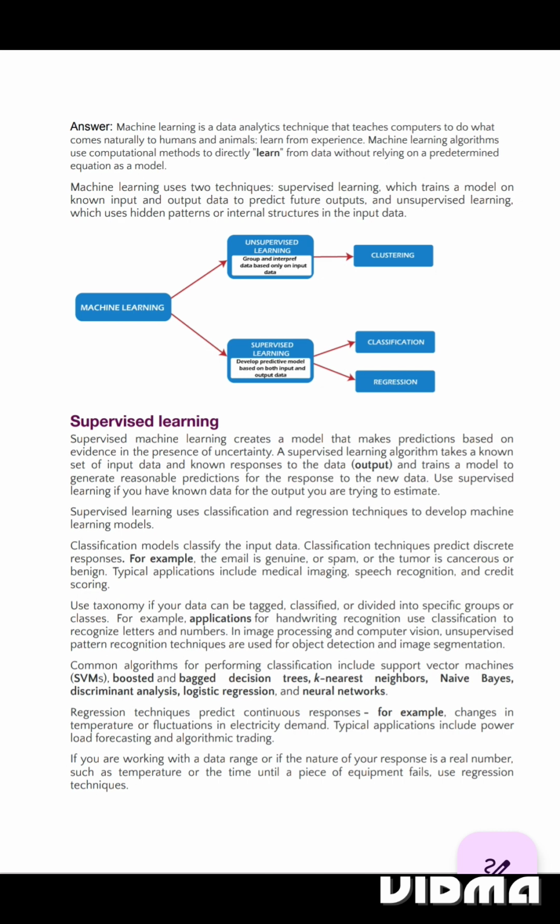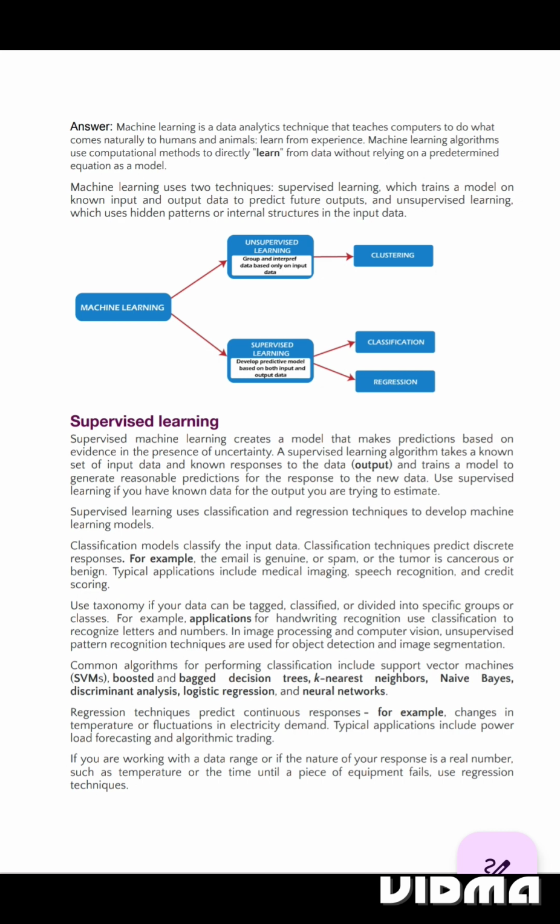Common algorithms for performing classification include support vector machines, SVMs, boosted and bagged decision trees, k-nearest neighbors, naive Bayes, discriminant analysis, logistic regression, and neural networks.